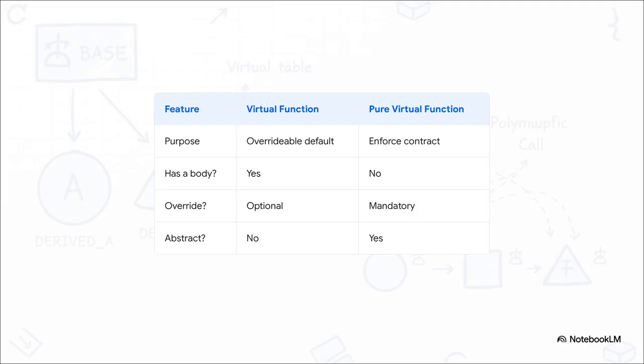This slide lays out the difference perfectly. A standard virtual function gives you a default behavior that you can override if you want to. A pure virtual function gives you no behavior at all. It just defines a rule that you must follow. And here's the big takeaway. The second you add just one pure virtual function to your class, it automatically becomes an abstract class. And that means you can't create an instance of it directly anymore.